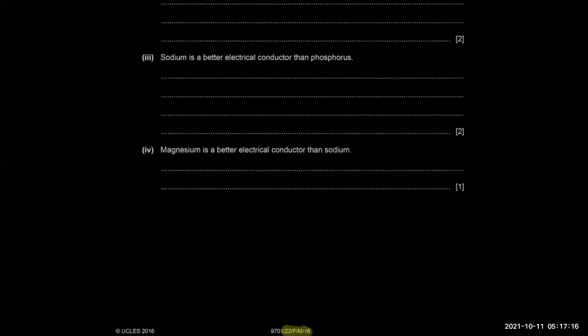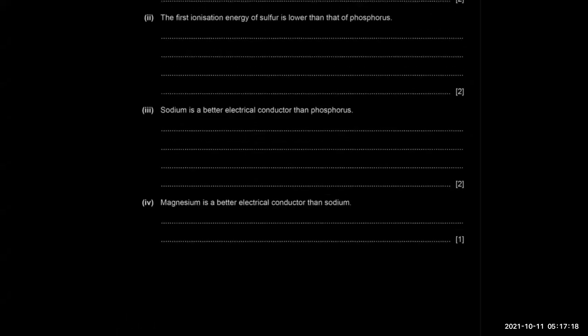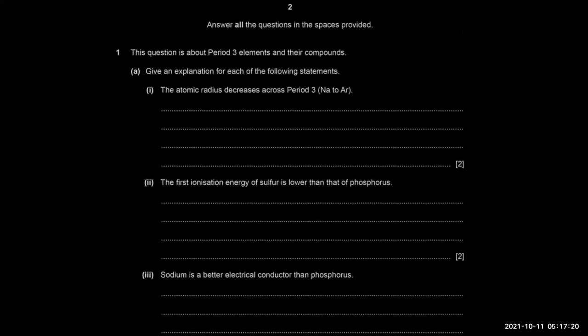March 2016, paper 22. Okay, so question number 1 is about period 3 elements and their compounds. Give an explanation for each of the following statements.